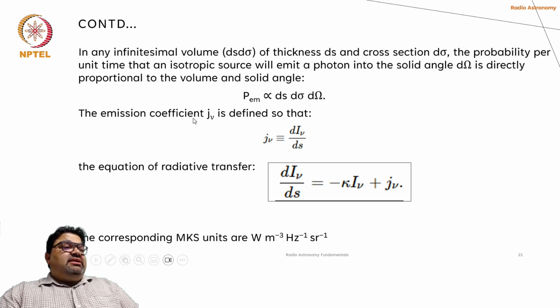So emission is defined by the emission coefficient j_nu. If we have the intensity of the radiation, the rate of change of that is given by this emission coefficient. The transfer equation in totality can be written as dI_nu/ds = -kappa I_nu + j_nu, where j is the emission coefficient and kappa is the absorption coefficient, as you will understand.